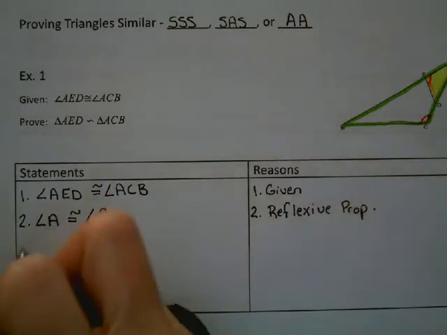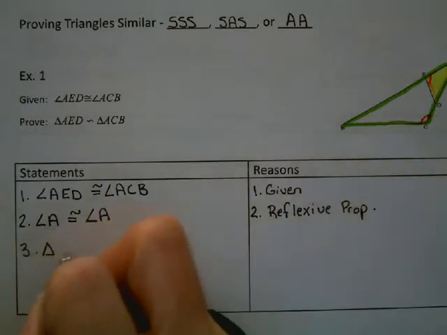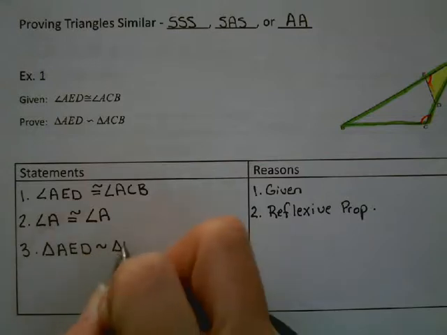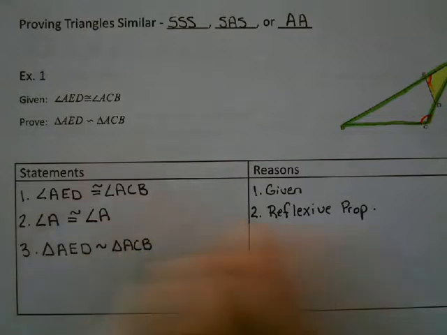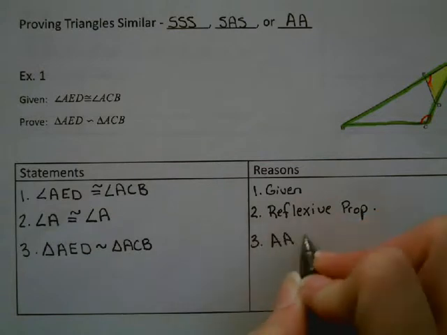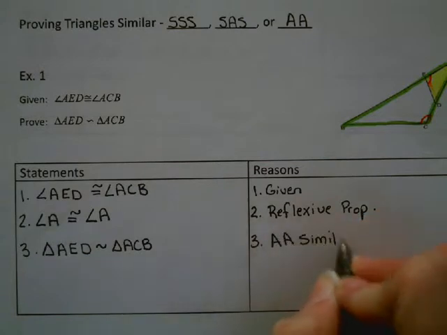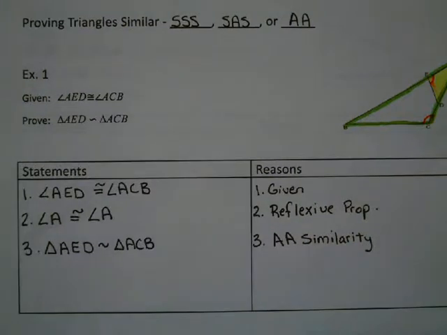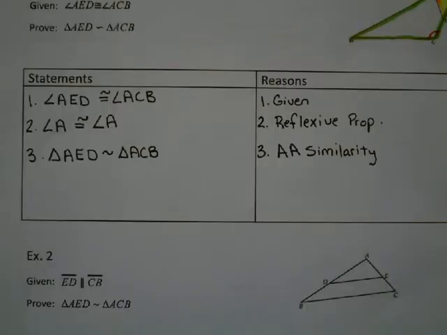So now I have enough to say these triangles are similar. AED is similar to triangle ACB. And our reason would be angle, angle similarity. Alright, so if there's no sides given, we can't show proportions, so you're looking for angle, angle. You're looking for 2 congruent angles to prove angle, angle. Alright, let's try this next one.